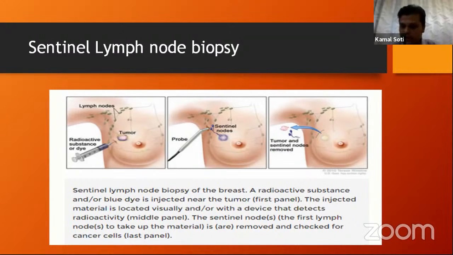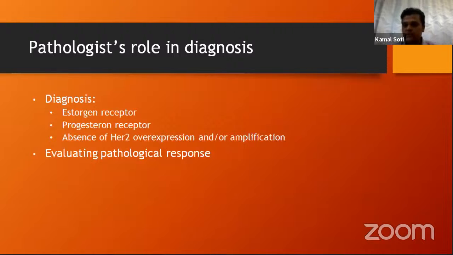sentinel lymph node biopsy. In this sentinel lymph node biopsy, a radioactive substance or dye is injected near the tumor first, and we detect, visually or by a device, where the dye goes to. The first lymph node which shows this dye is then removed, and we check it for cancer cells. These samples are then sent to a pathology lab where a histological diagnosis of breast carcinoma is given.